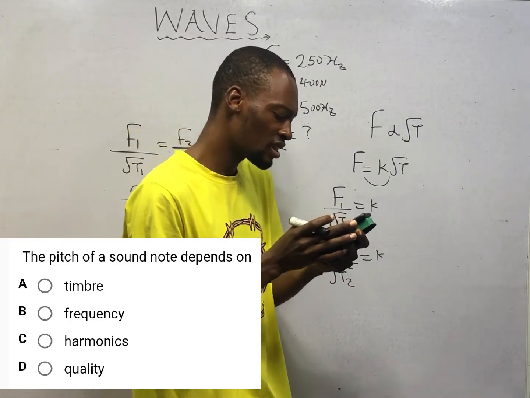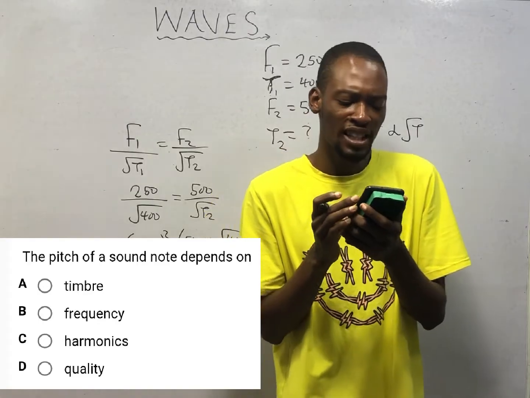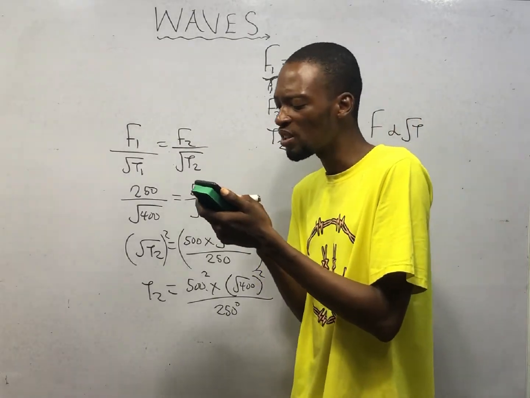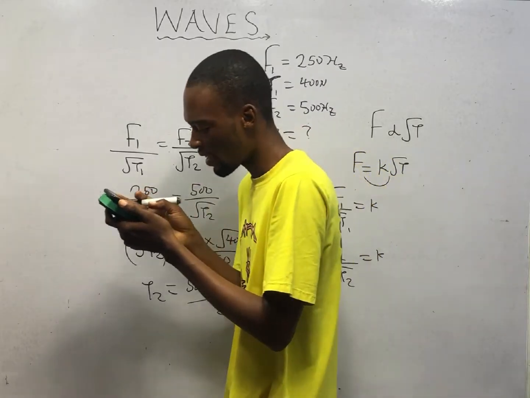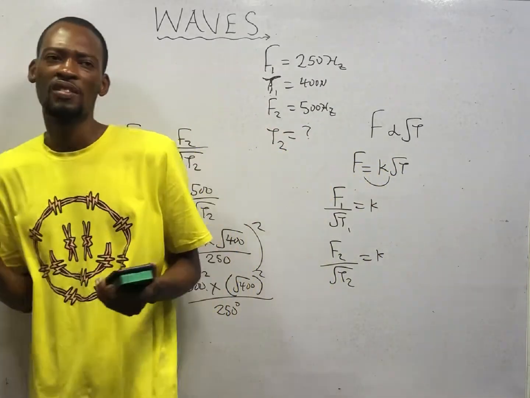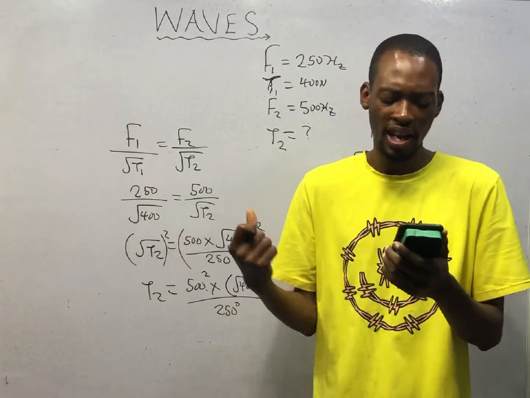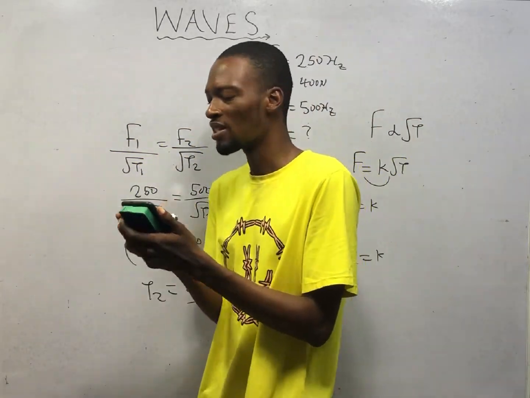The next one says, the phenomenon that makes sound persistent when its source has been removed is known as dash. Now, there is something called the prolonged effect of sound after the source has been removed. That is referred to as reverberation.